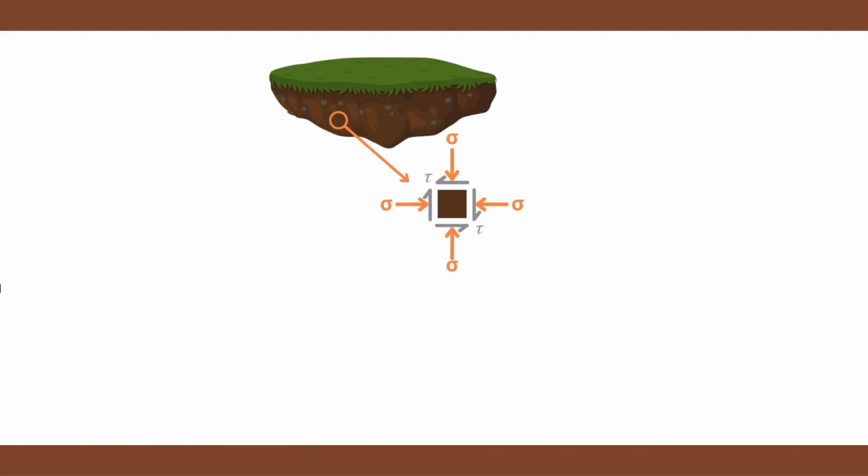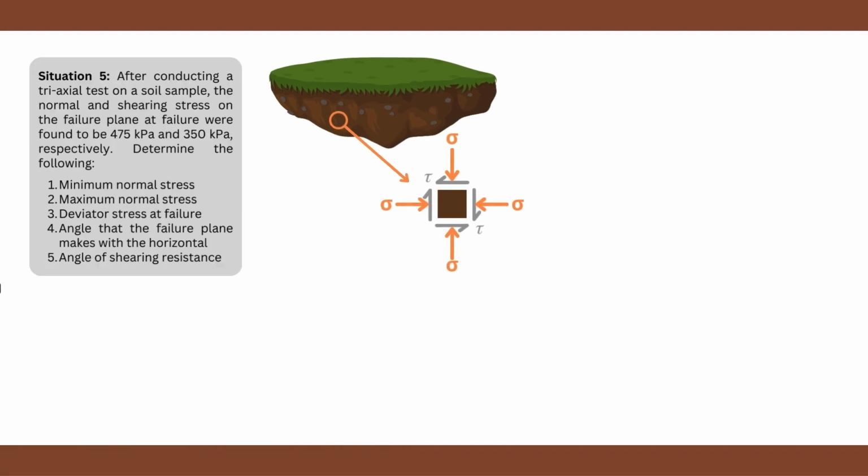For this situation, after conducting a tri-axial test on a soil sample, the normal and shearing stress on the failure plane at failure were found to be 475 kilopascals and 350 kilopascals respectively. Determine the following: the minimum normal stress, the maximum normal stress, the deviator stress at failure, the angle that the failure plane makes with the horizontal, and the angle of shearing resistance.